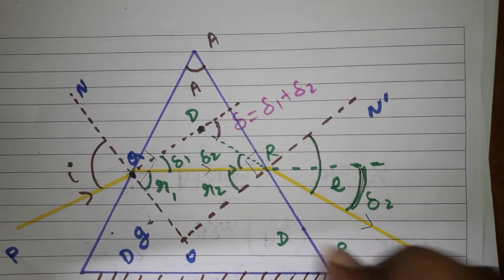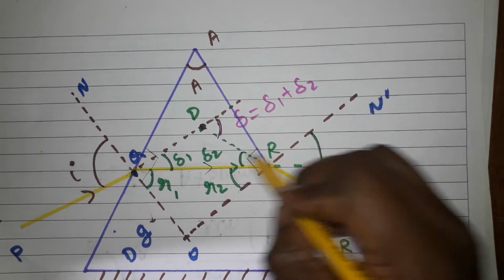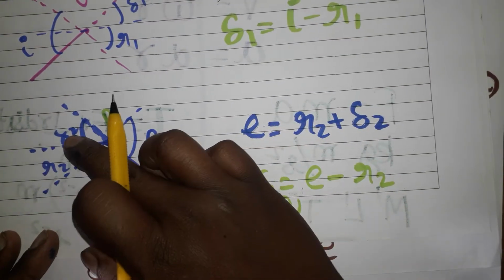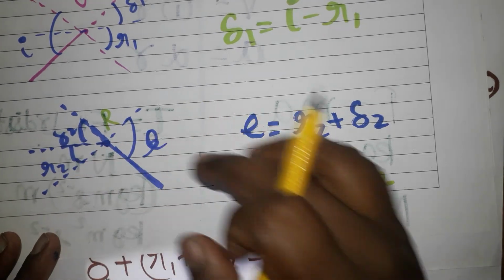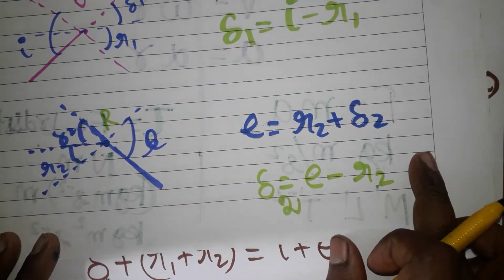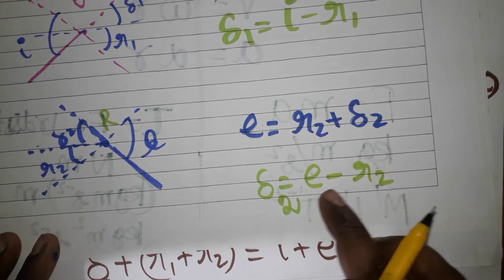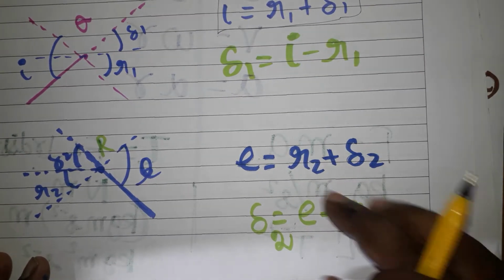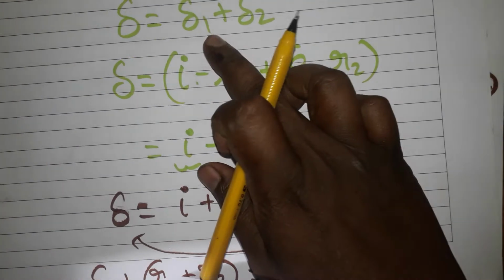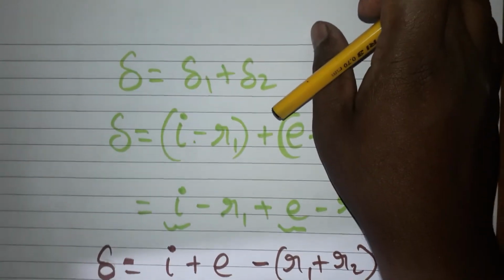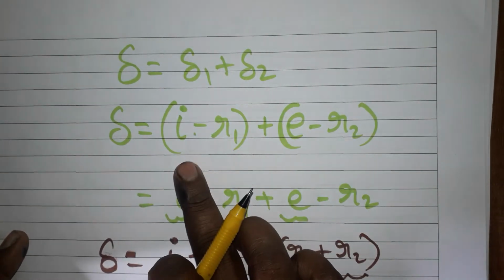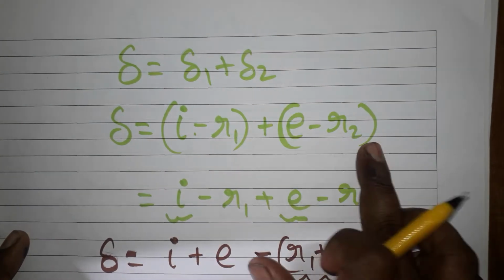Next, deviation 2. At the point of R, I take this point, the cross mark, that alone. Emergent E is equal to R2 plus deviation 2. If you want deviation 2, it is equal to emergent minus refracted 2. Deviation 1 I got, deviation 2 also I got. The total deviation is the addition of the two deviations: deviation 1 plus deviation 2. Deviation 1 is I minus R1, deviation 2 is E minus R2.